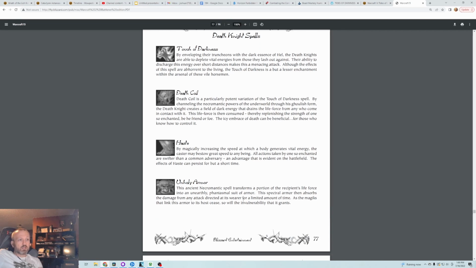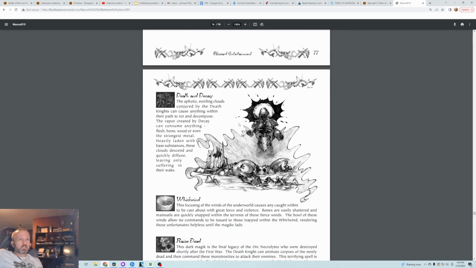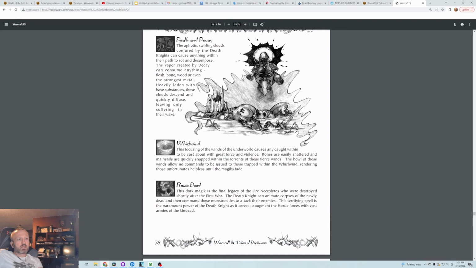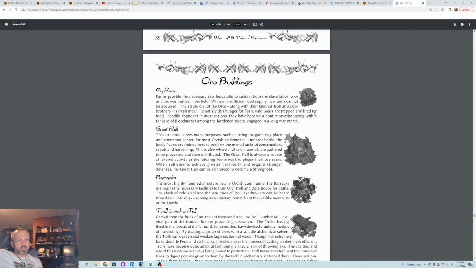Unholy Armor, it is OP, just like it was in the last game. Death and Decay, that's like an AoE spell. It's their counter to the Ice Storm. Whirlwind. Oh, Death and Decay is what you use on buildings, whereas Whirlwind can hurt people, and they can raise dead to send skeletons out. They build pig farms this time instead of farms.